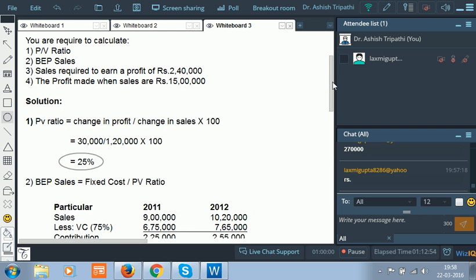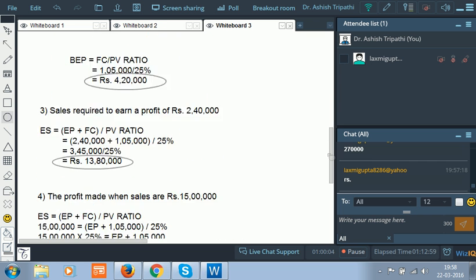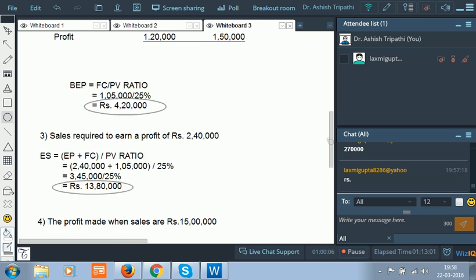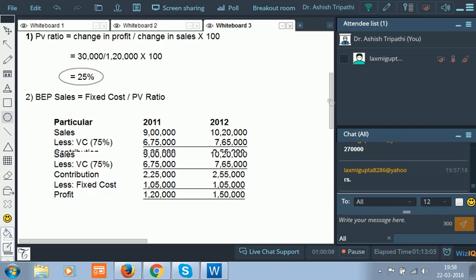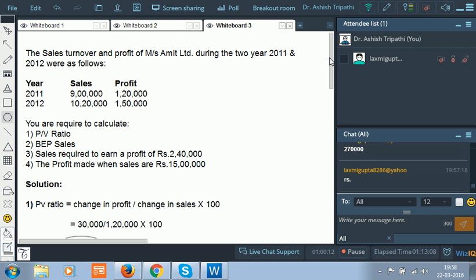So we got all the four answers and we have circled it. PV ratio मिला हम लोग को 25%. Break even point we got as 4,20,000 and expected sales is 13,80,000 and expected profit is 2,70,000. I hope you were able to understand this question. Shall we go for the next question?